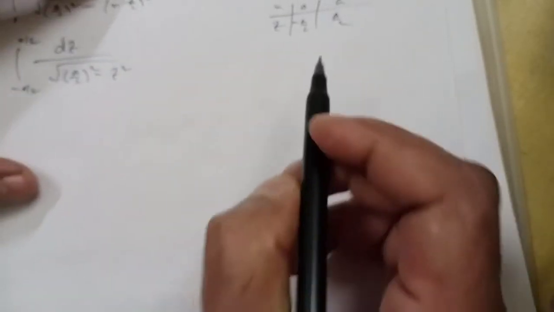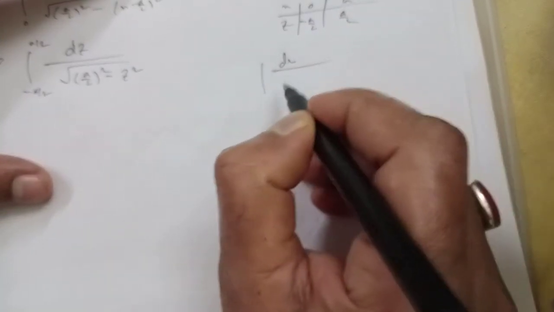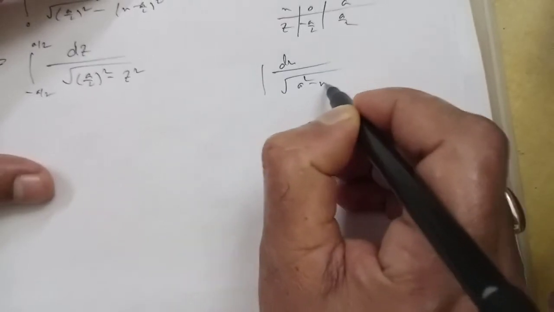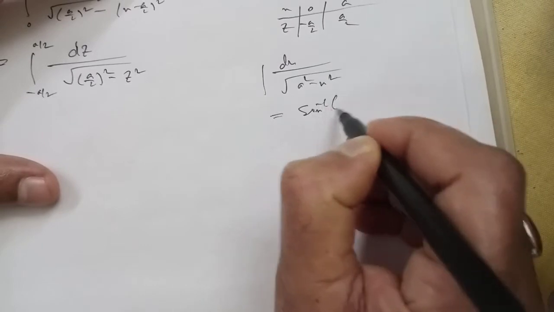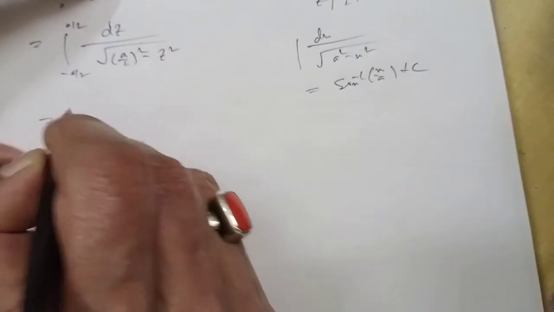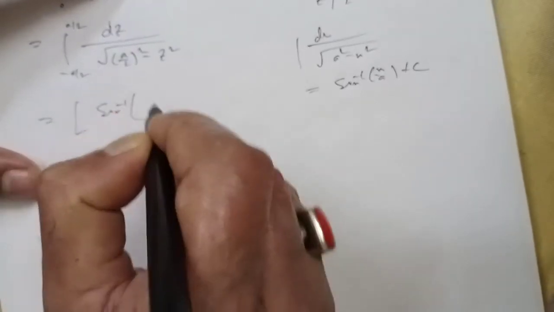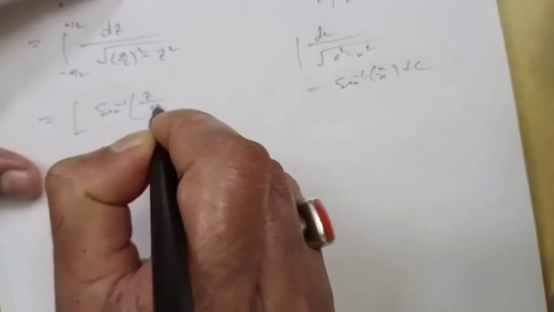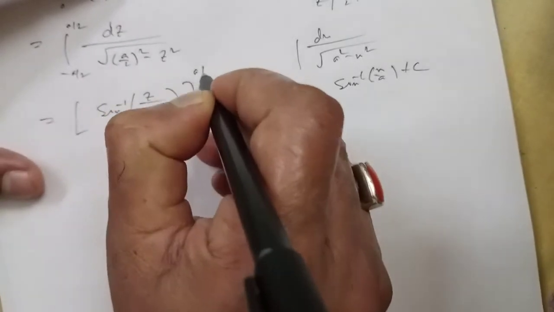Now recall the formula. Here I am writing the formula. Integration dx by under root a square minus x square. This is sine inverse of x by a plus c. So here it will be sine inverse z by a by 2. Limits are minus a by 2 to a by 2.